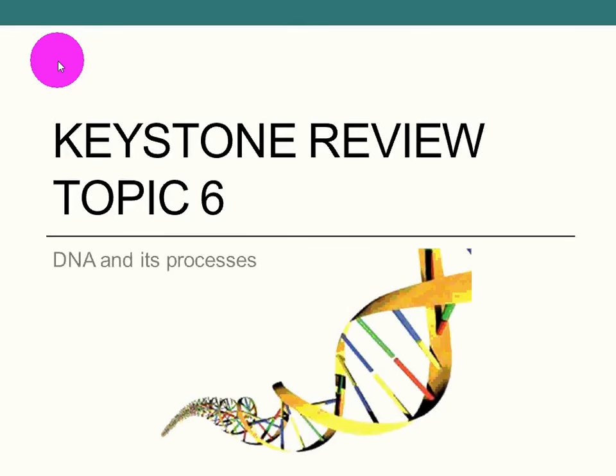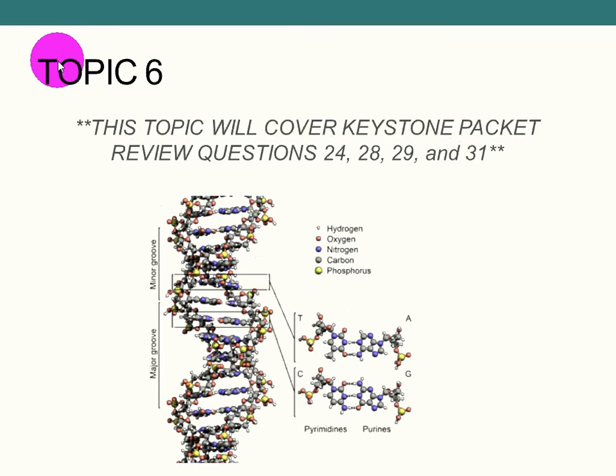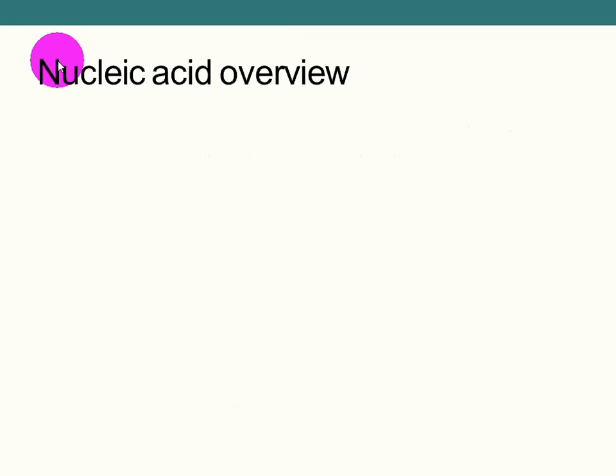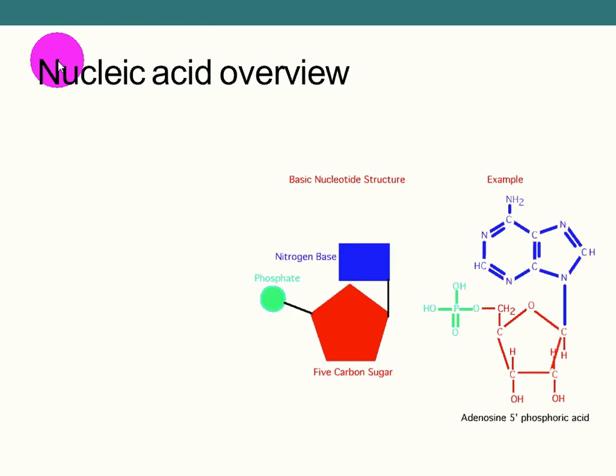At this point, we are on topic 6 of the Biology Keystone Review, and the topic covered is about DNA and its processes, and this should help you answer questions 24, 28, 29, and 31 in your Keystone Review packet. So what we need to do really quickly is refresh on the idea of nucleic acids. We did talk about nucleic acids in our first podcast when we talked about the macromolecules: carbs, lipids, proteins, and here we are, nucleic acids.